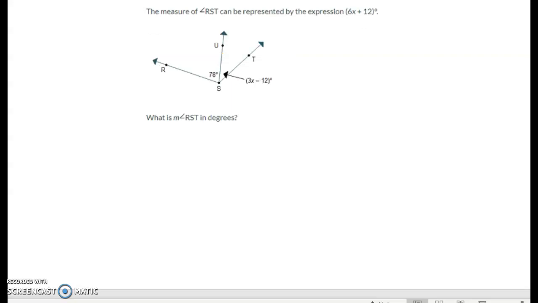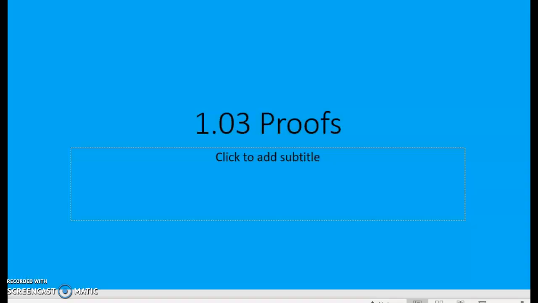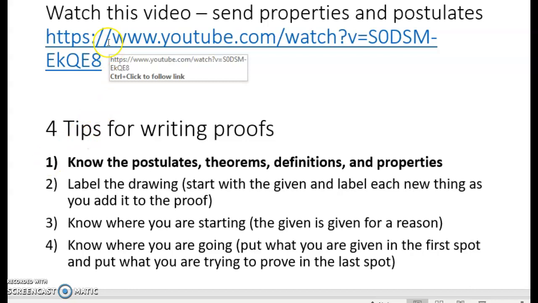So I hope those two examples helped with the segment addition and angle addition postulate. I also wanted to talk about proofs today in class, but this is something that I really want to do live because I want to get your feedback. So I'm not going to put this on the recording, but what I will do is I want to share this video with you.